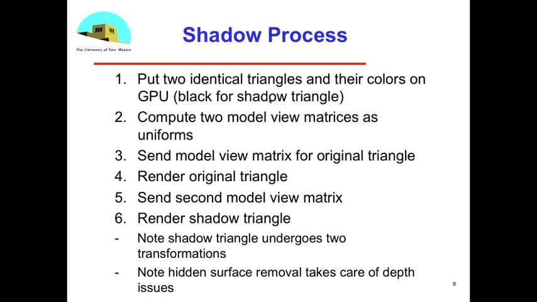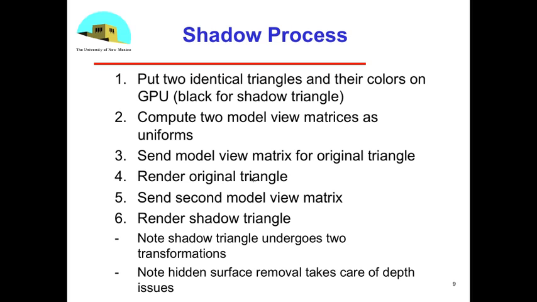We put these two triangles onto the GPU, or just cycle through each one first. But think of it as two identical triangles. One is black and one is in whatever color it originally was. Or if you're doing shading and lighting, it has the shading parameters for that material. We compute the two model view matrices. The first one would be the normal one for the polygon, then the modified one using what we had on the last slide. Send those two model view matrices over to the vertex shader where we do this.